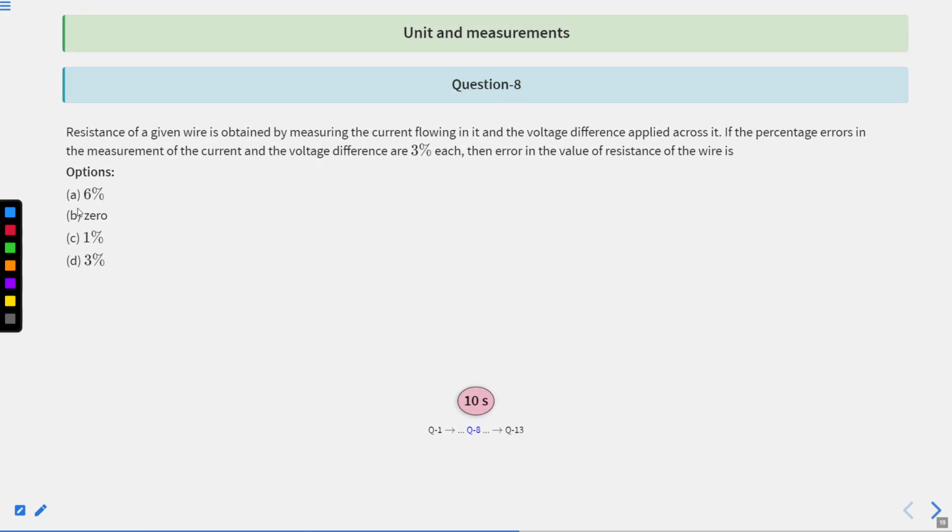Eighth question. Resistance of a given wire is obtained by measuring the current flowing in it and the voltage difference applied across it. If the percentage errors in the measurement of the current and the voltage difference are 3% each, then error in the value of the resistance of the wire is 6%, 0, 1%, and 3%. Which one is correct? You have 10 seconds to solve this question. After that, we will provide a solution.